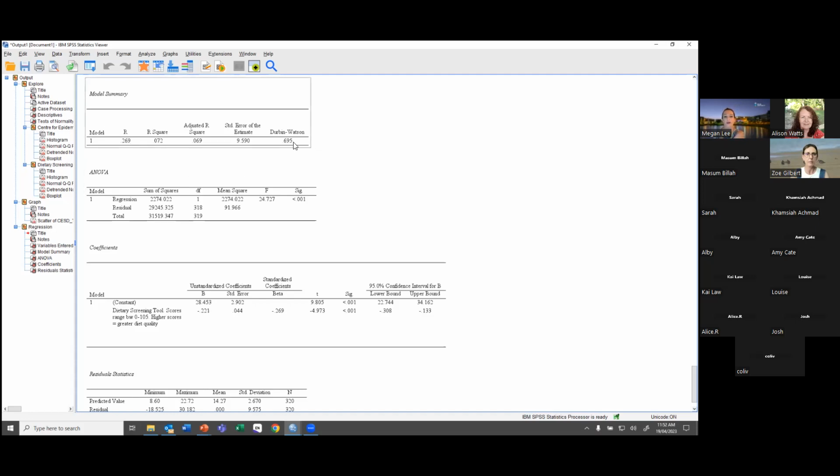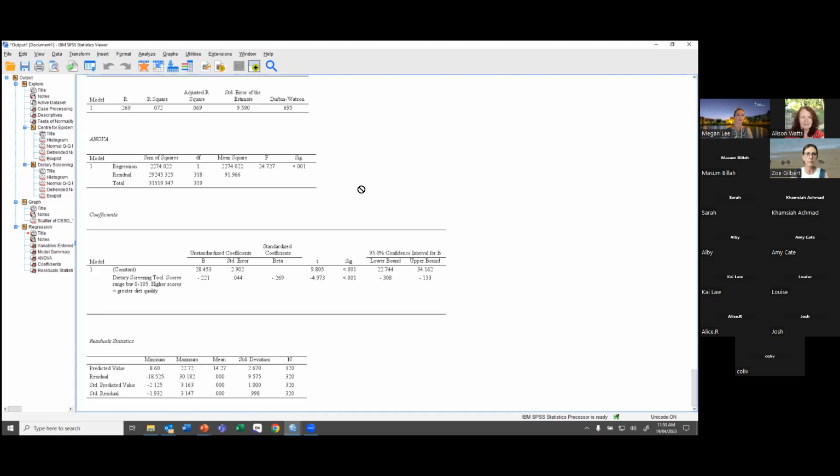Good. Our Durbin-Watson is 0.695 though. So that's our assumption of independence of errors, and that should fall between 1 and 3. So we've got a little bit of a problem with our Durbin-Watson there. So our independent errors assumption is violated.